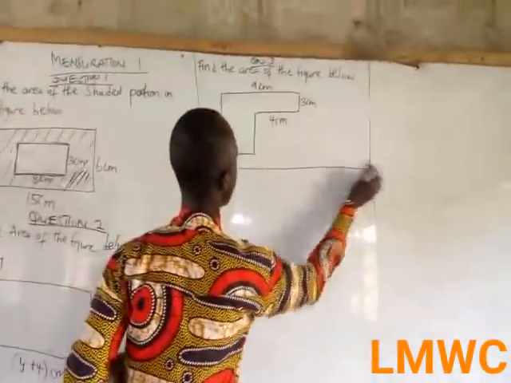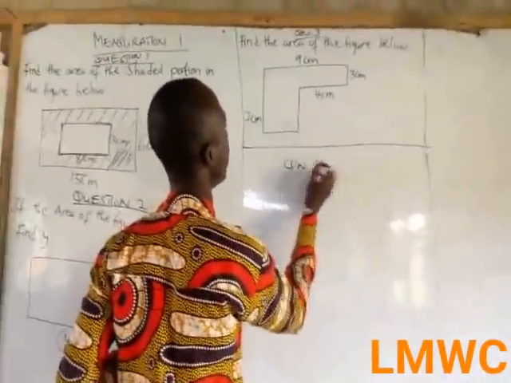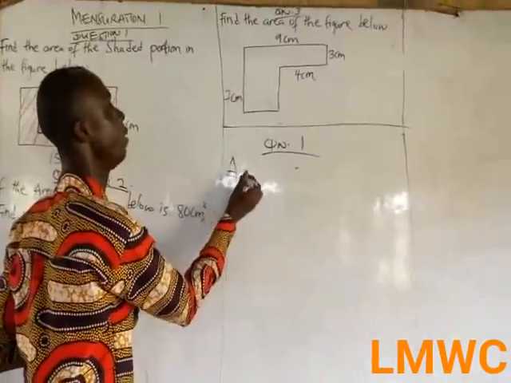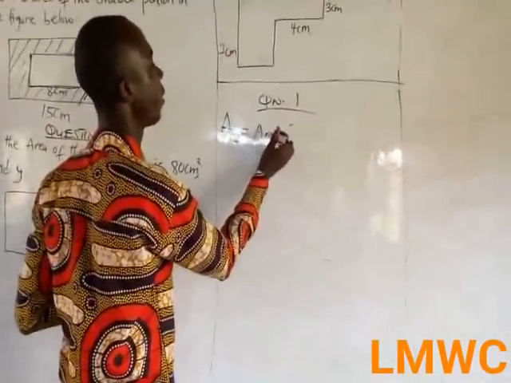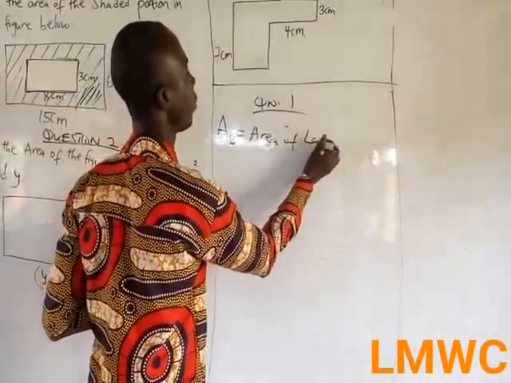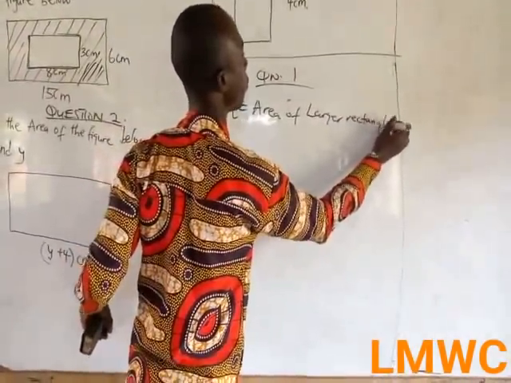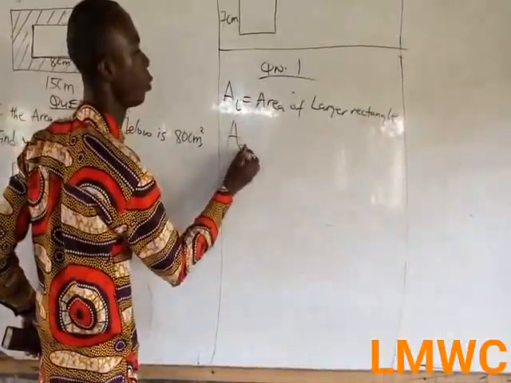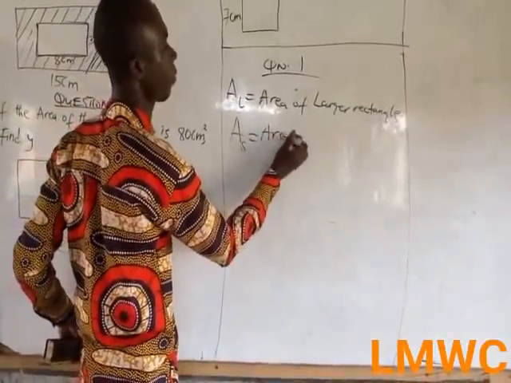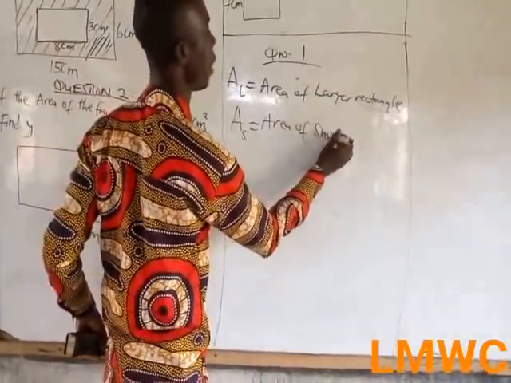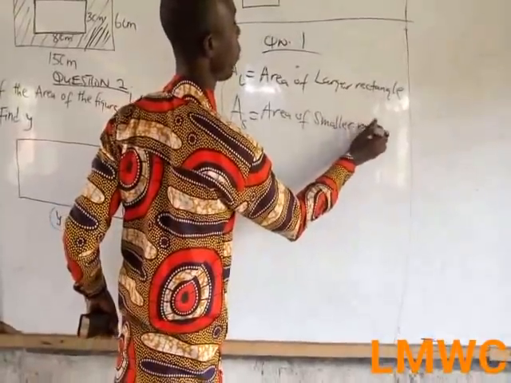So let's solve it. Question 1. So I will let this denote area of larger rectangle, and this will also denote area of smaller rectangle.